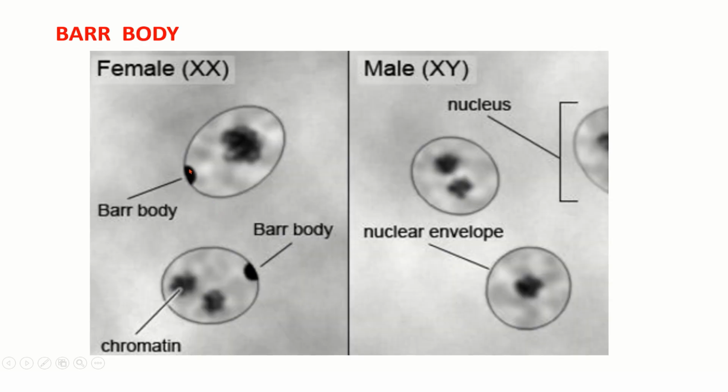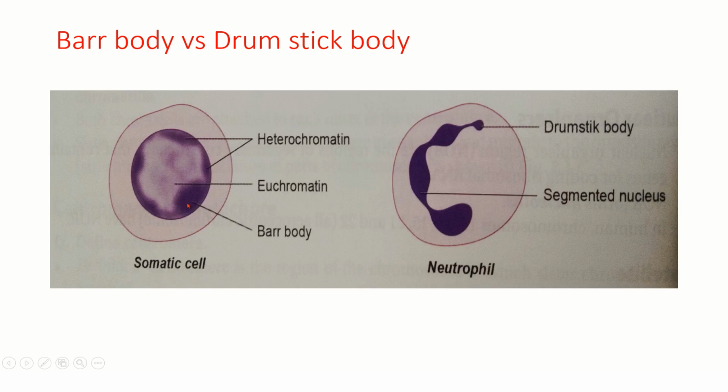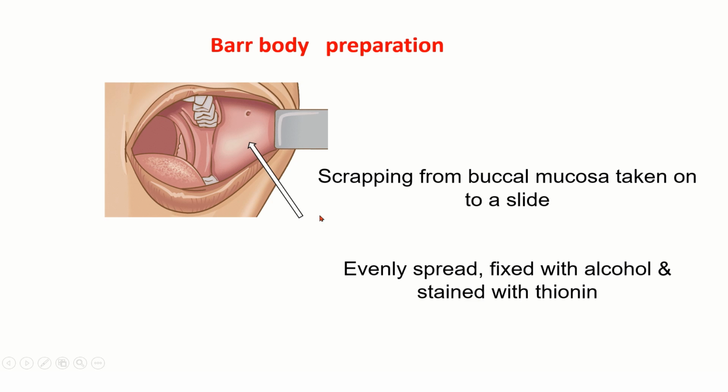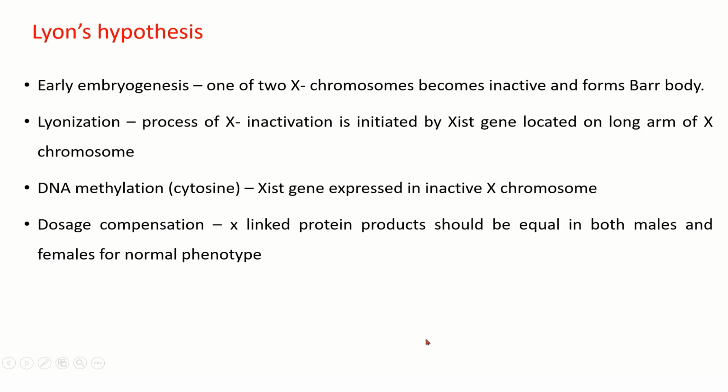You can see the Barr body in case of female. In male, it is not there. You can see here the Barr body, and you can also see your drumstick body in neutrophil, Barr body in somatic cell. So from buccal smear also, scraping from buccal mucosa is taken onto a slide, smeared, then evenly spread, fixed with alcohol and stained with thionin. We can observe the Barr bodies.